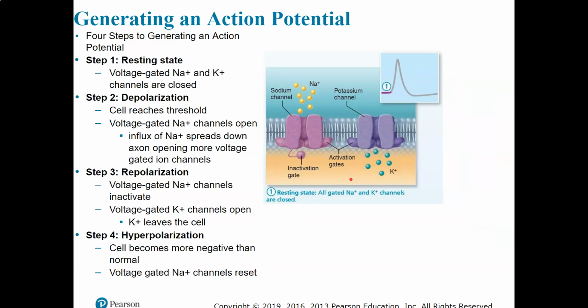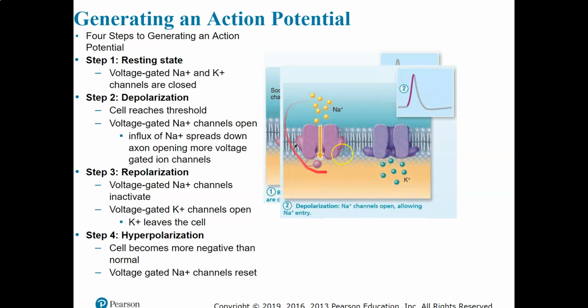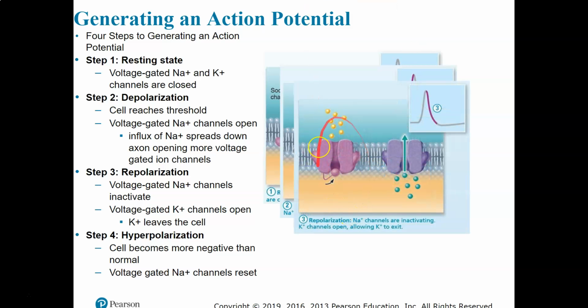So, in order to fire an action potential, we reach threshold voltage. At threshold voltage, we are going to have the opening of voltage-gated sodium channels. Sodium flows in. We get depolarization. Once we reach that peak of depolarization, the voltage-gated sodium channels inactivate, turn off. We stop getting sodium moving into the cell.